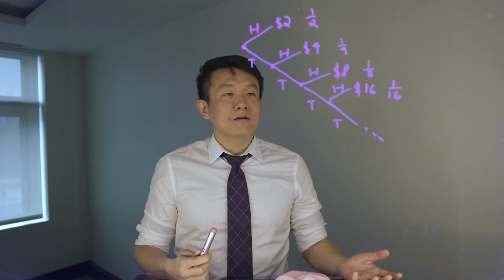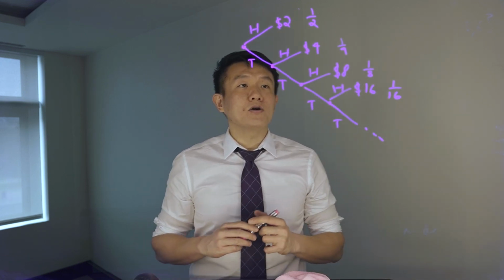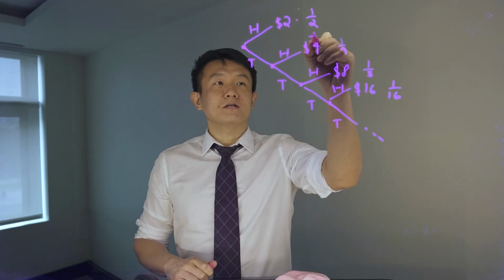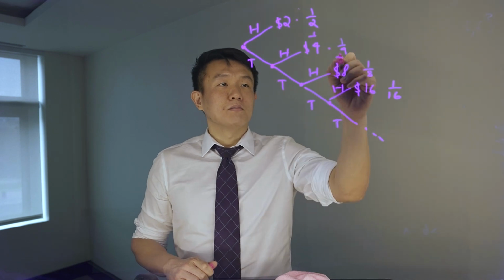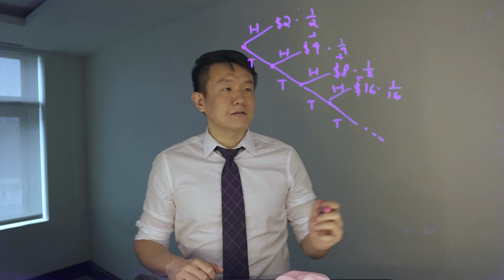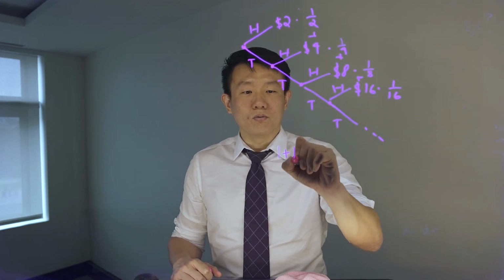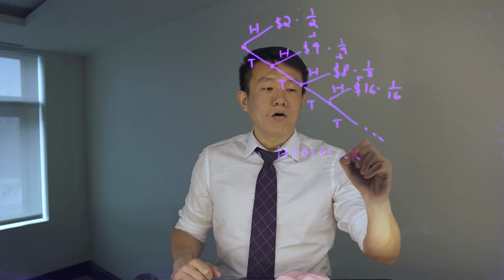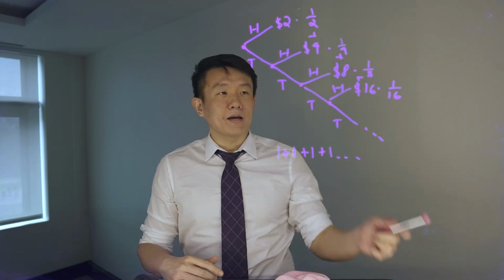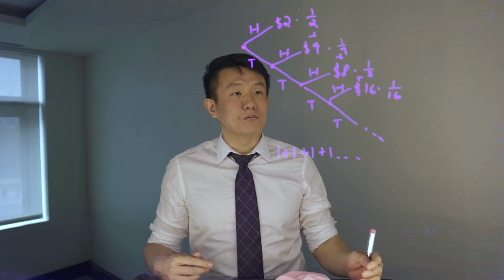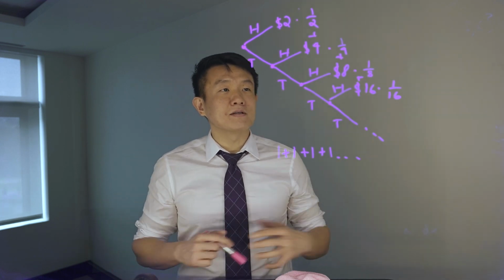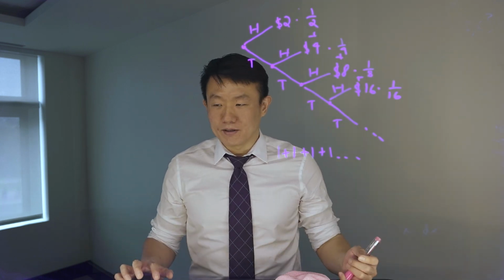So if we're trying to calculate the expected value of this gamble, we would take $2 times 1/2, plus $4 times 1/4, plus $8 times 1/8, plus $16 times 1/16, and so on. So we get 1 plus 1 plus 1 plus 1 all the way up to infinity, because this game could potentially go on for a really long time if we flip tails. And every time we flip tails, the pot's just getting bigger and bigger and bigger.